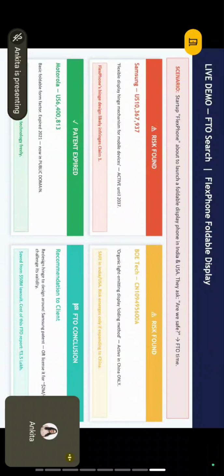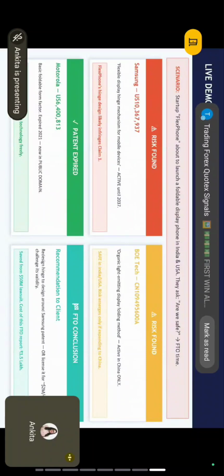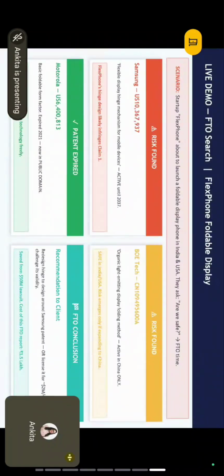And when we search for this kind of features, we found that yes, there is one patent in US. That is Samsung's patent, and it discloses a flexible display hinge mechanism for mobile devices, and it is active until 2037. Now this FlexPhone's hinge design likely infringed claim 1. It means either the FlexPhone startup company has to redesign the hinge, or they should purchase the license from Samsung.